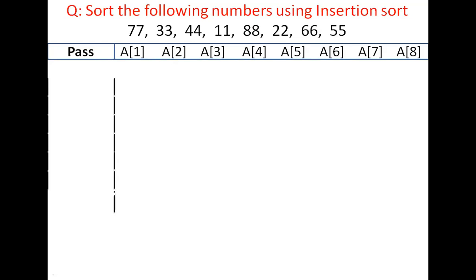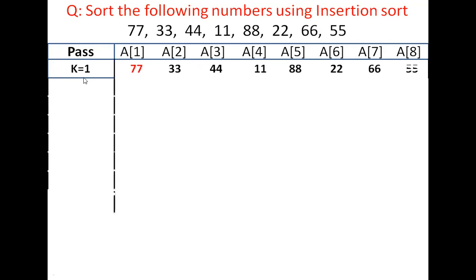Okay, so we assume that these numbers are stored in an array A containing the elements A of 1, A of 2, A of 3, A of 4 up to A of 8. How many elements are given here? 8 elements are given, and these are the positions of elements in the array. In the first pass, I am denoting each pass with the variable k. K is equal to 1 indicates the first step or first pass.